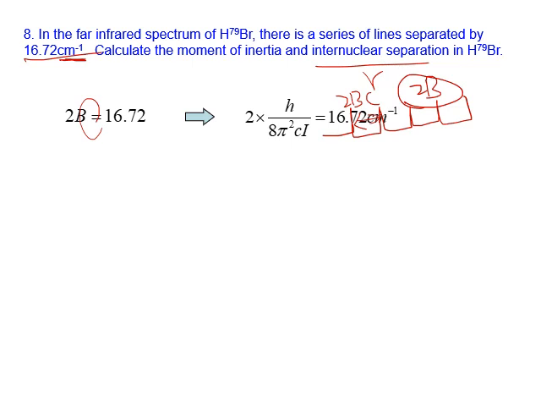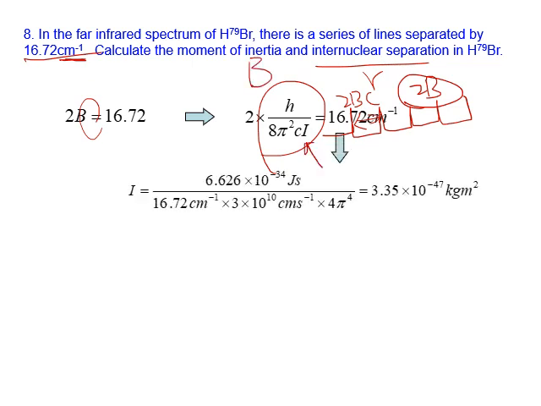Or you can just use the equation B equals h divided by 8 pi squared c I. That's the B. So the unknown is I, and therefore you can solve for I, the moment of inertia.